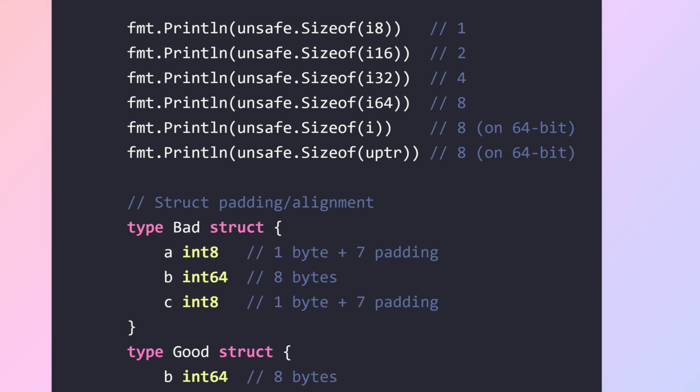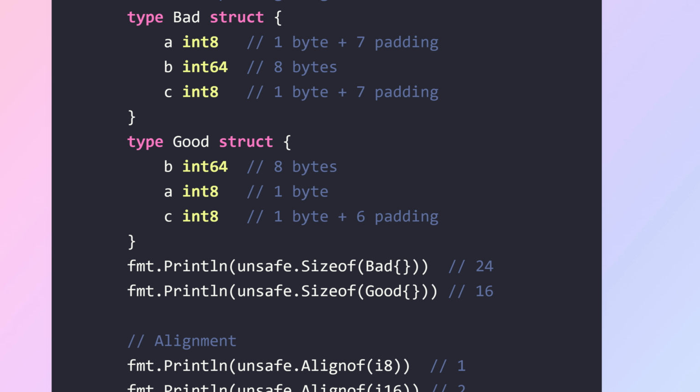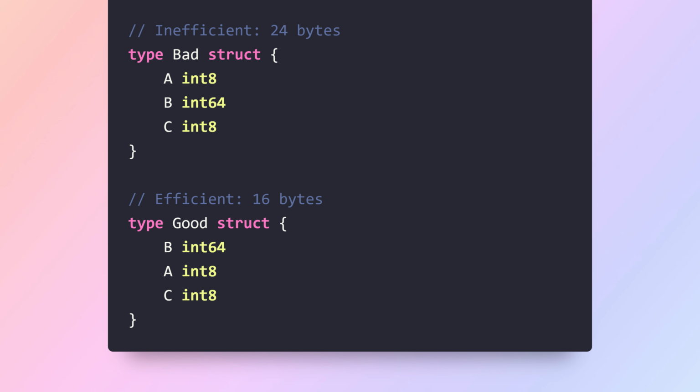Struct field order is important because of padding and alignment. The compiler may add extra empty bytes to align data in memory. If fields are not ordered well, the struct can use more memory than needed. For example, a badly ordered struct can use 24 bytes, but a well-ordered one with the same fields can use only 16 bytes.